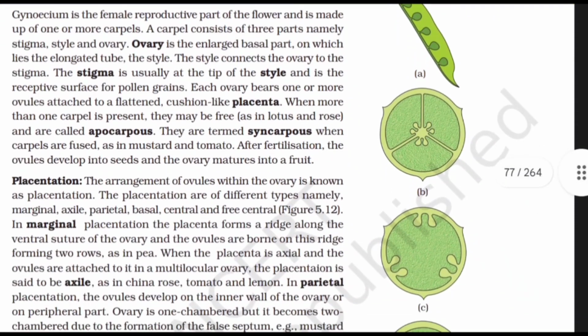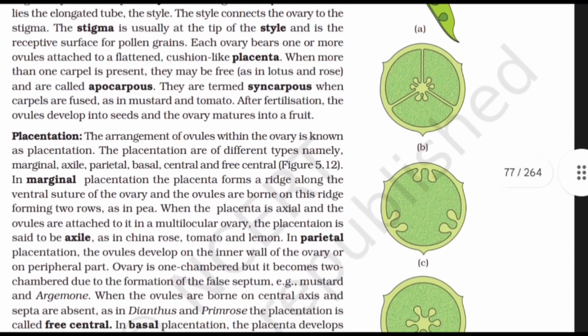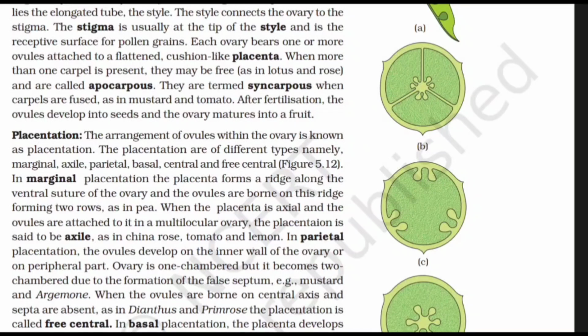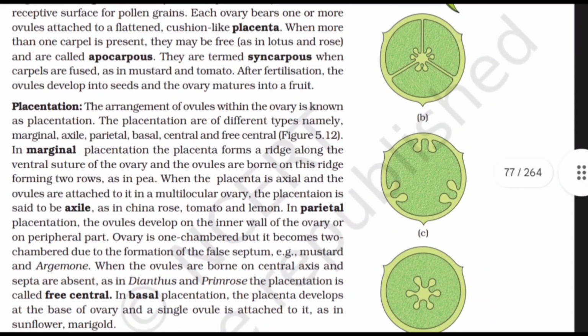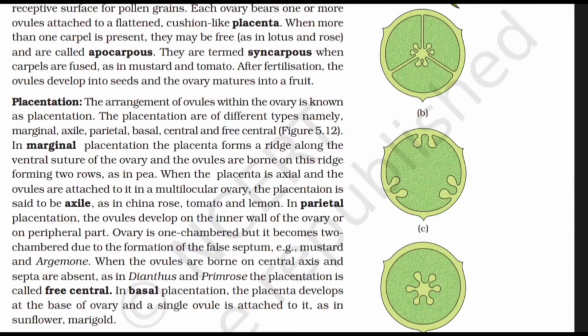In marginal placentation, the placenta forms a ridge along the ventral suture of the ovary, and the ovules are borne on this ridge, forming 2 rows, as in pea. When the placenta is axial and the ovules are attached to it in a multilocular ovary, the placentation is said to be axile, as in china rose, tomato, and lemon. In parietal placentation, the ovules develop on the inner wall of the ovary or on peripheral parts.